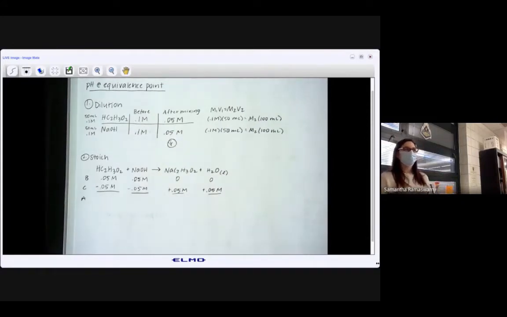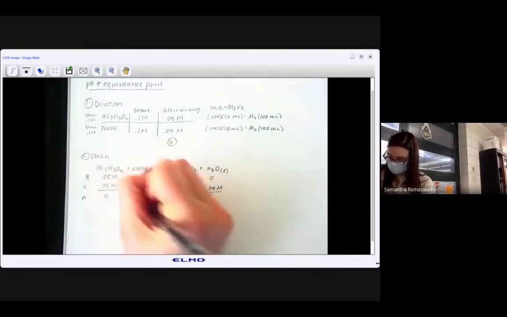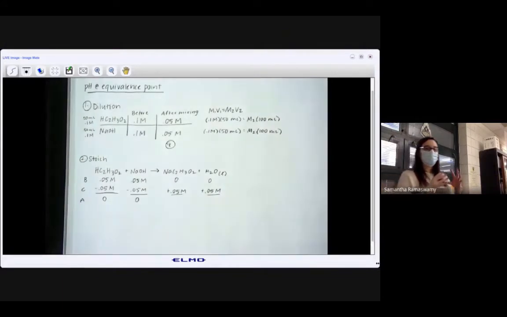It's just like an ice table, but you're not at equilibrium. You're looking at the stoichiometry instead. So I am out of my acid and base completely. The definition of the equivalence point is when the moles were equal, so they are completely neutralized.